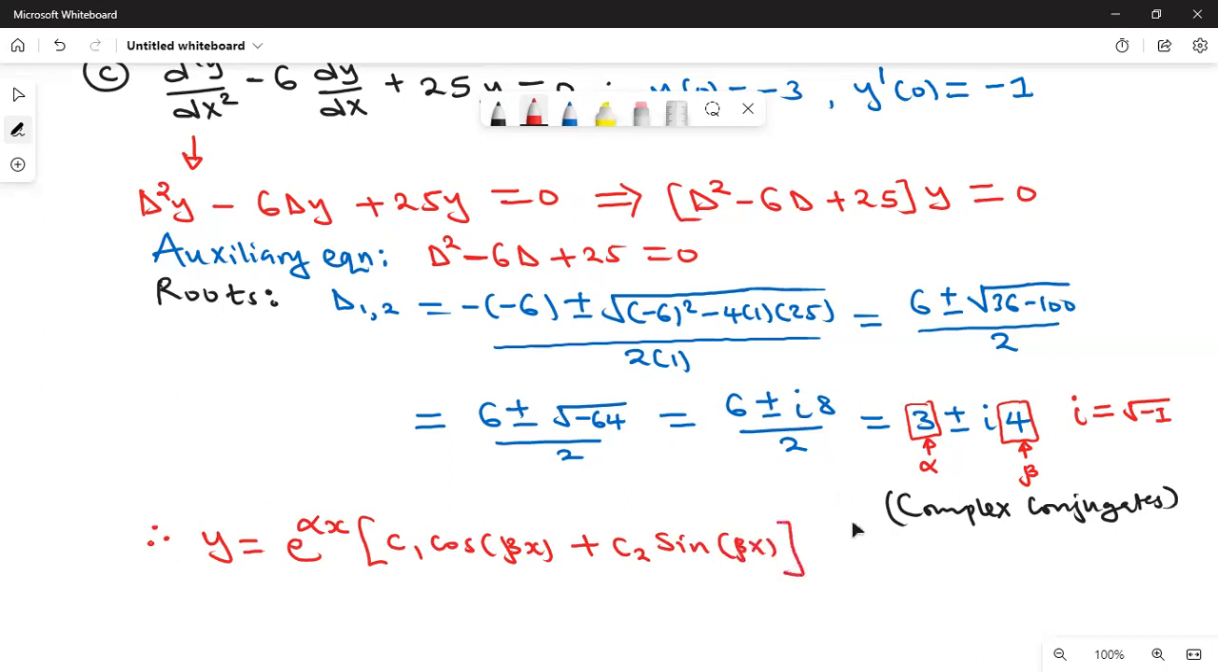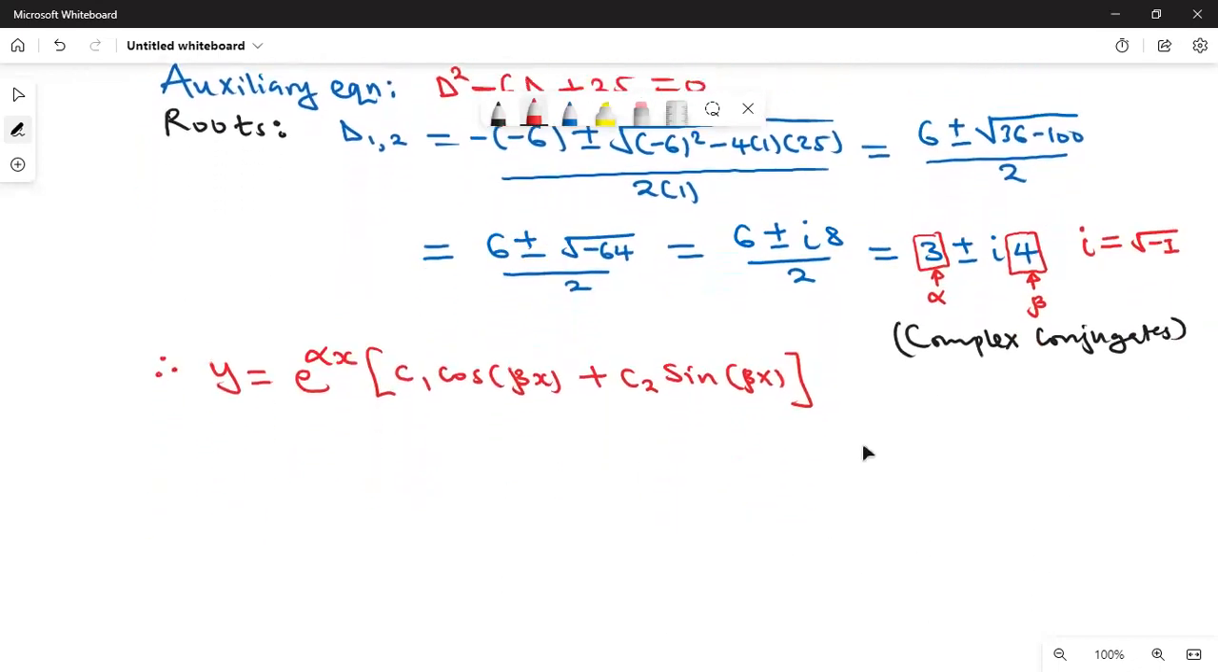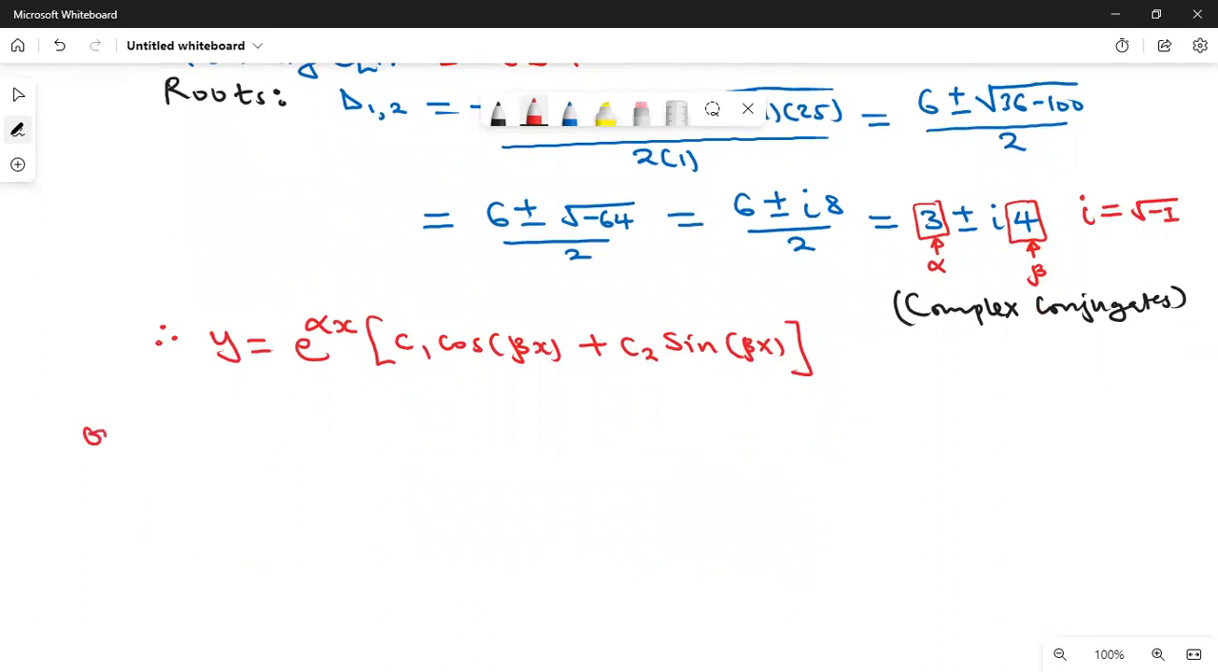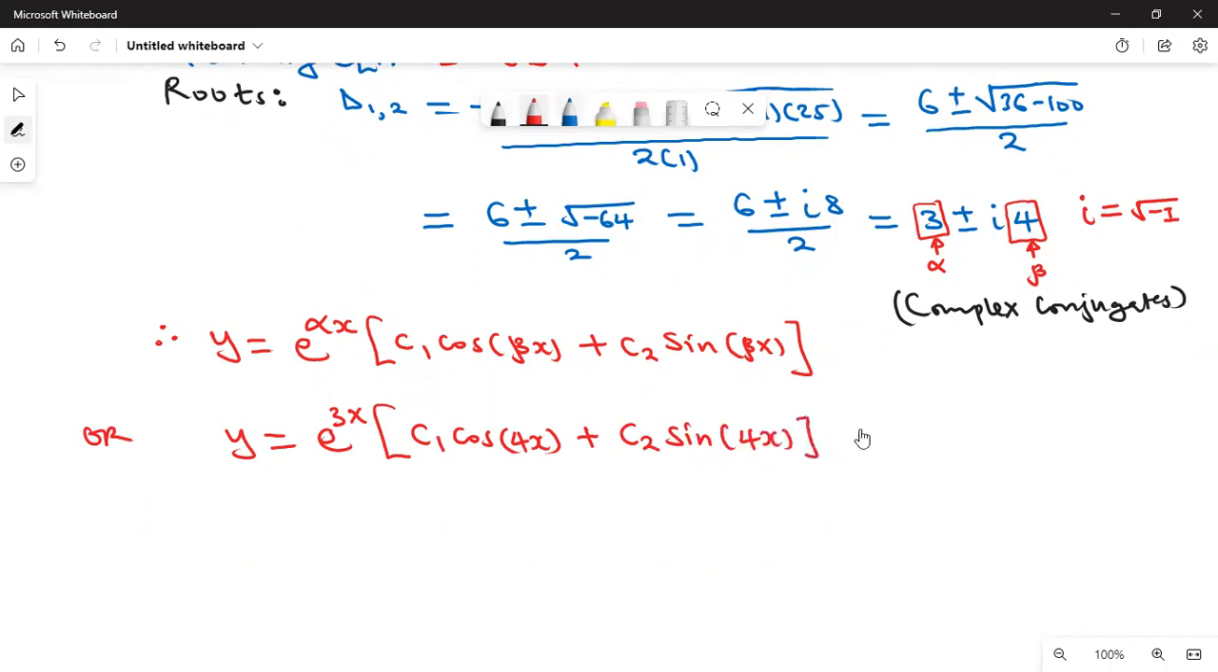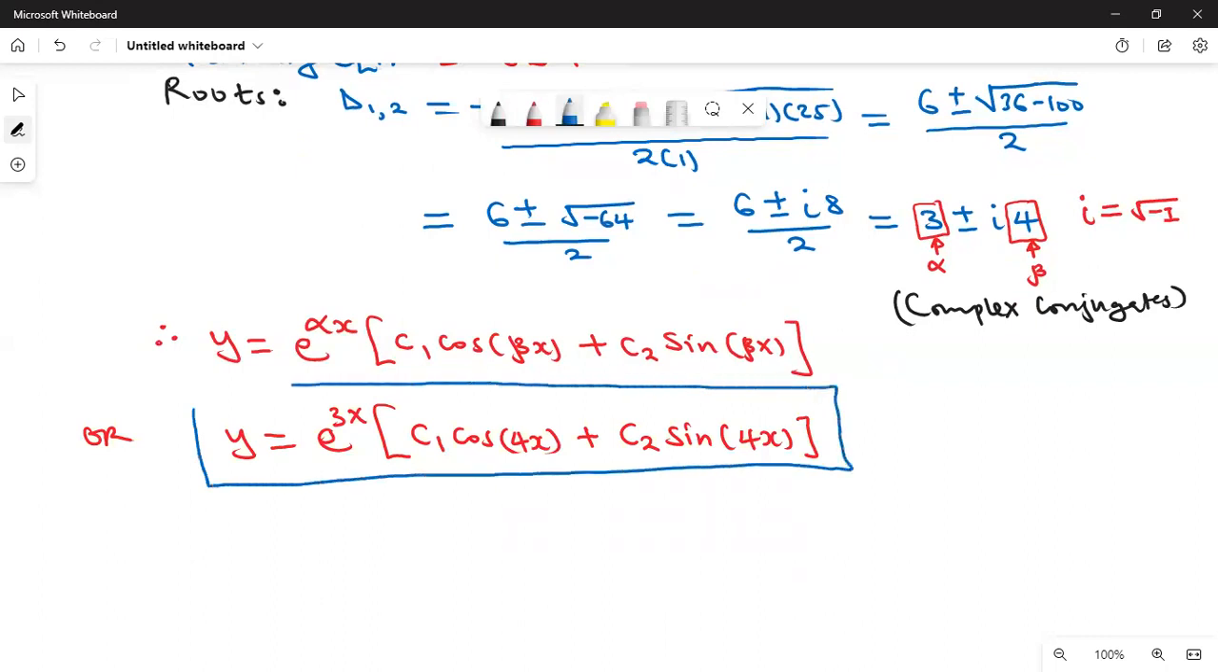Now, where there is alpha, we put 3, and where there is beta, we put 4. So when you make the substitutions, you say y is equal to exponential 3x times C1 cosine of 4x plus C2 sine of 4x, where C1 and C2 are arbitrary constants. So this one here is our general solution.